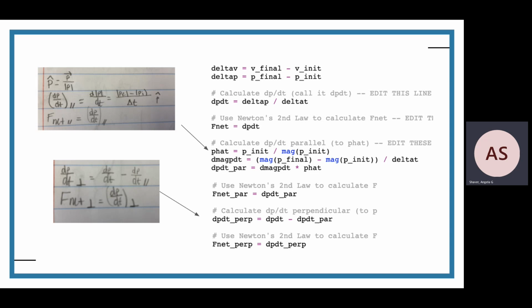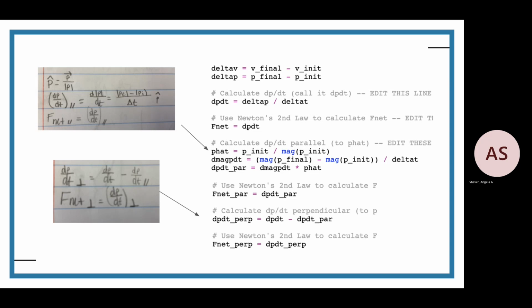To calculate the change in momentum over time parallel, I first found p hat by dividing the initial momentum vector by the magnitude of the vector. Then, I calculated the magnitude of the final momentum vector minus the magnitude of the initial momentum vector divided by the change in time. I multiplied this value by p hat to find the parallel component of the change in momentum. This value was also equal to the parallel component of the net force.